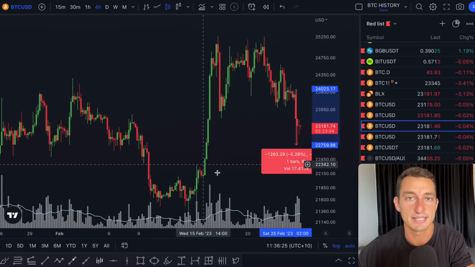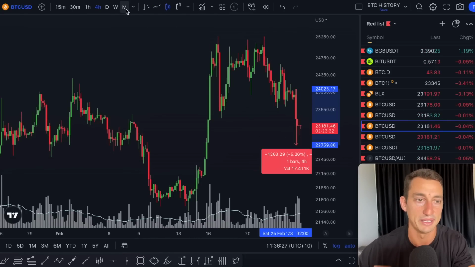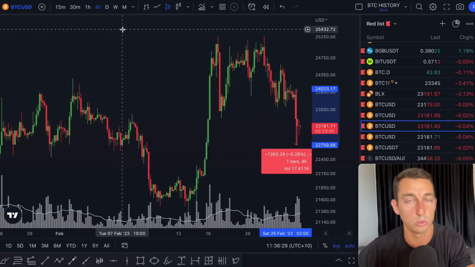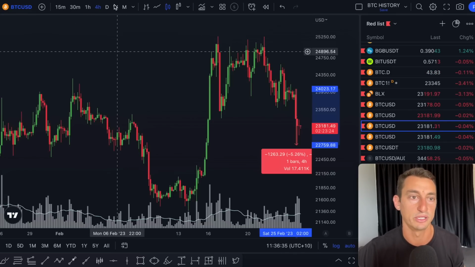All right, guys, let's take a look at the macro volume analysis and how this has called tops and bottoms on Bitcoin, on ETH, on the stock market, and how powerful it actually is.